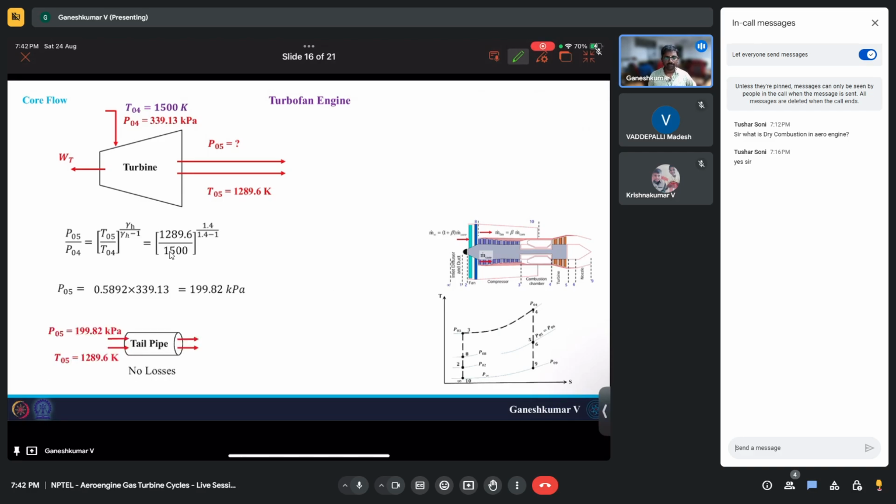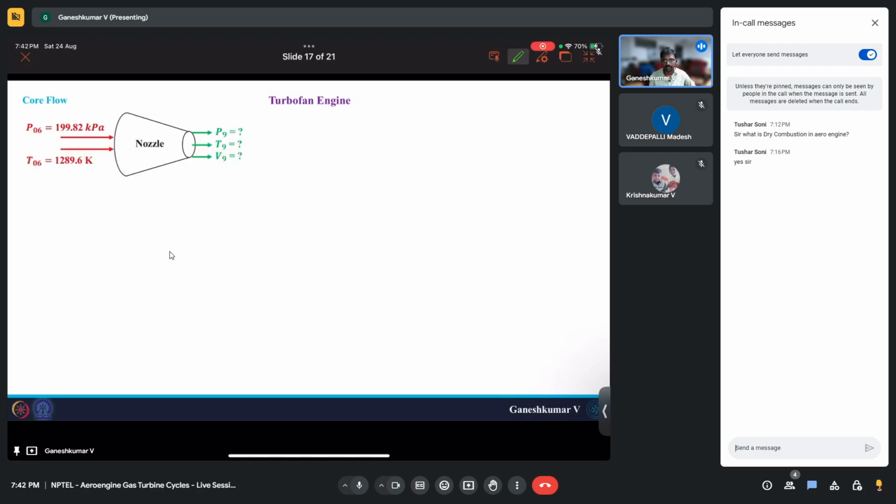And after that what you have is the tailpipe, which doesn't have any losses, so your P06 and T06 will be the same. The last component that you have is the nozzle, and in the nozzle the flow is going to expand and reach some velocity. One thing you need to notice: till now we used P06, T06 with a subscript 0, but when it comes to the nozzle we don't use 0, because all these P06 and T06 are stagnation properties.